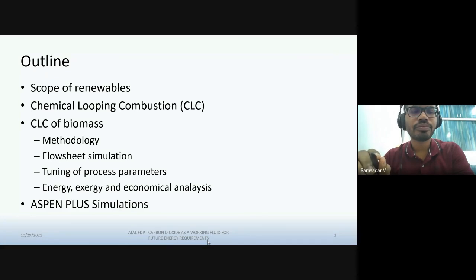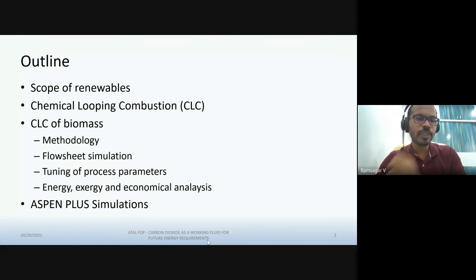Then I would also like to show the simulation of the CLC biomass. So how we simulated that process in Aspen.